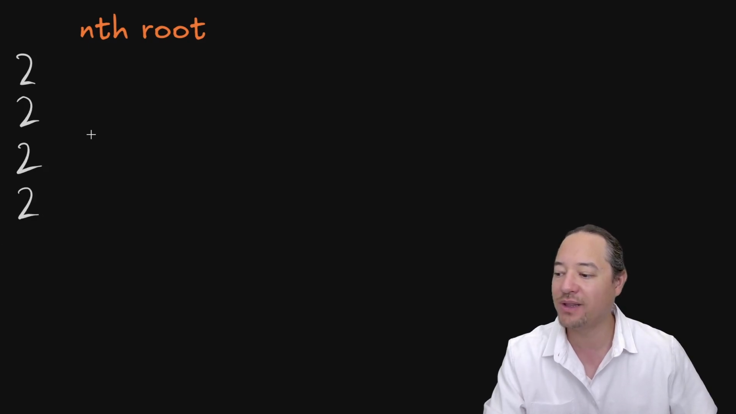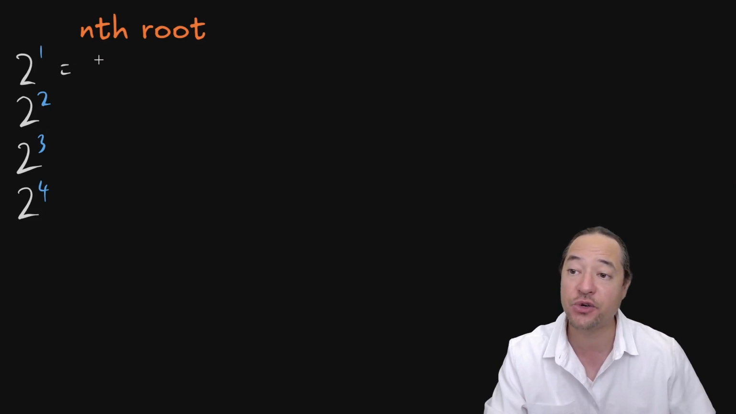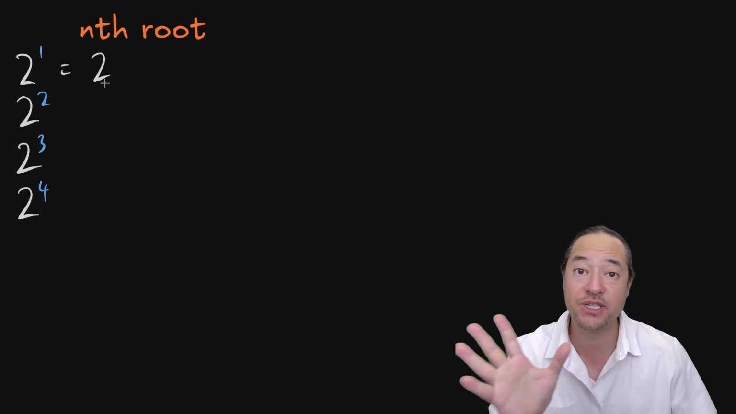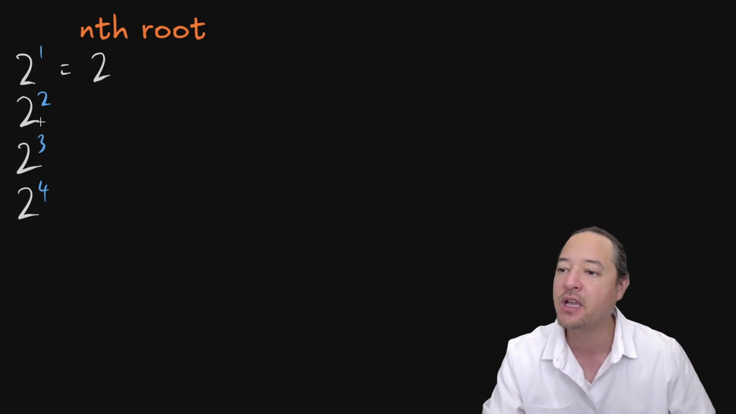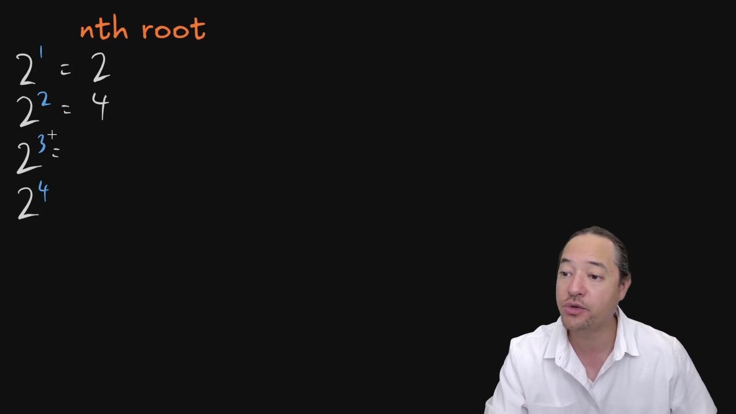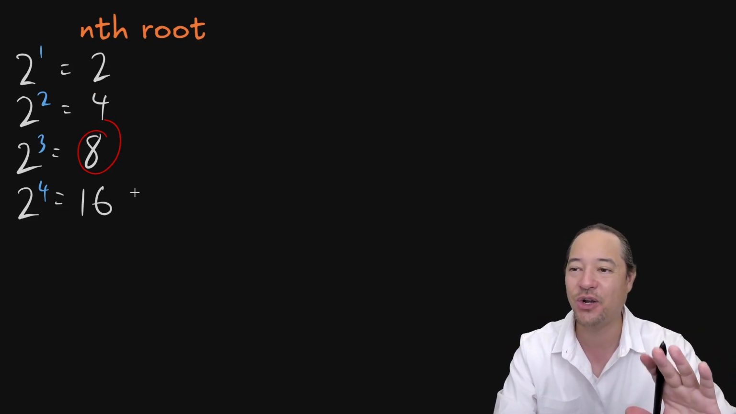Okay, so let's say I have 2 and I want to raise it to the first power, the second power, the third power, and the fourth power. Okay, what am I going to get? Well, 2 raised to the first power is just going to be 2, right? 2 times itself just one time is 2. What about 2 squared? Well, that's 2 times 2 is 4. 2 cubed? Well, I'm going to multiply this 4 by 2, so that's going to give me 8. Another power of 2, I'm going to multiply this 8 by 2, that's going to give me 16. Okay, so far, no problem.